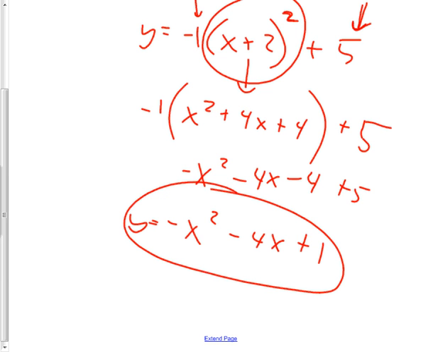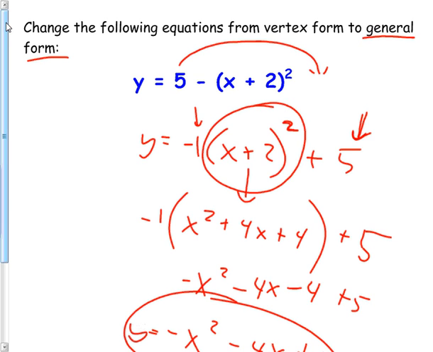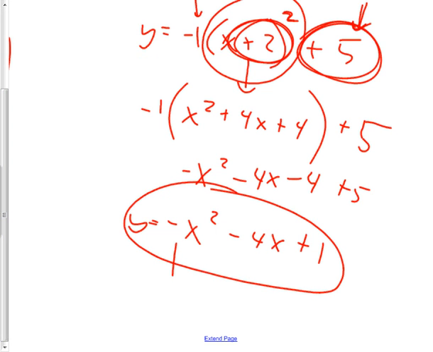Okay, that's how you change from vertex form, which has a vertex buried in it, into general form, which the nice part about general form is it has an A and a B and a C. So you'd be able to use quadratic formula on it, and that's just generally the form that you'll see on a test more often is general form.